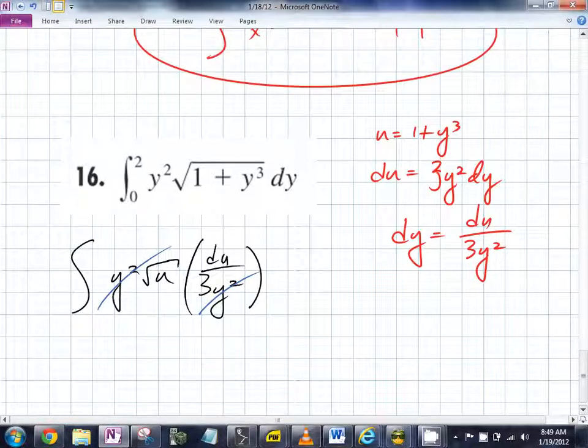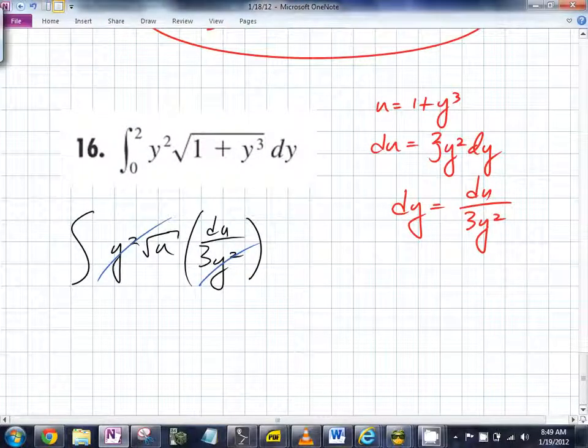Yes. What didn't I write in there? There's something that's missing. Yeah, so you can pull the third out, but there's something missing from that integral expression. What did I not write? The limits of integration. Big common mistake. Are the limits of integration still 0 to 2? No. What do they become?